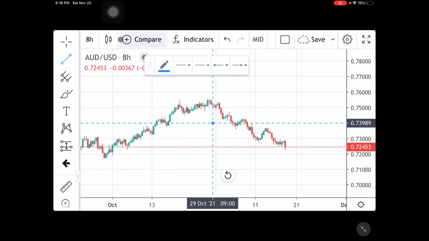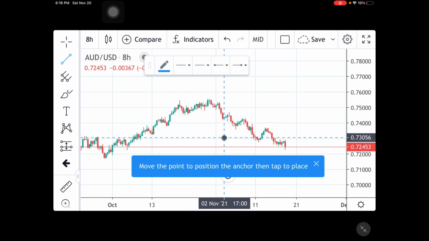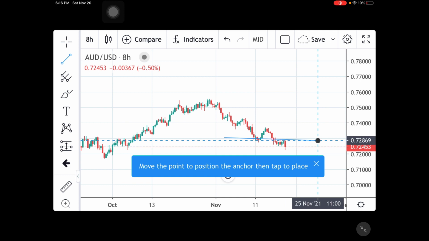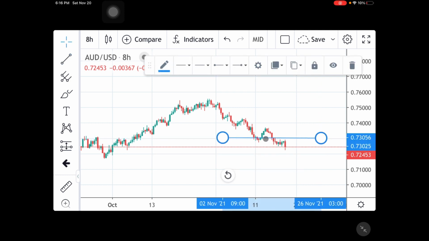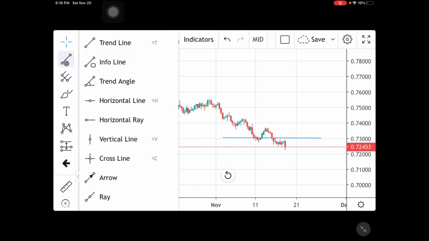So let me put some trend lines on for you guys. So right here, resistance. We got resistance right here, guys. That's the resistance right there. Now we're gonna get support.